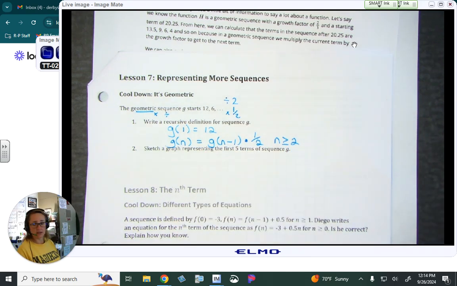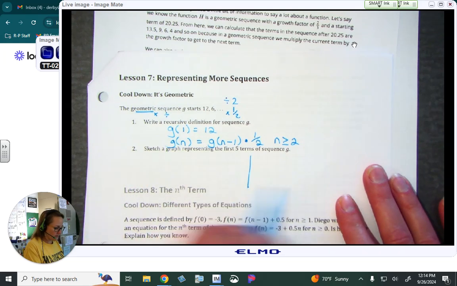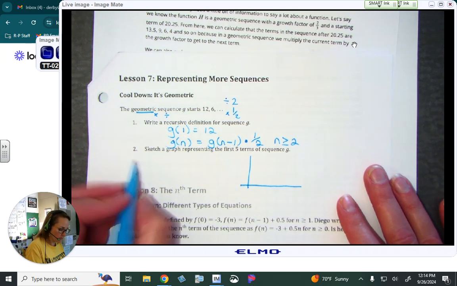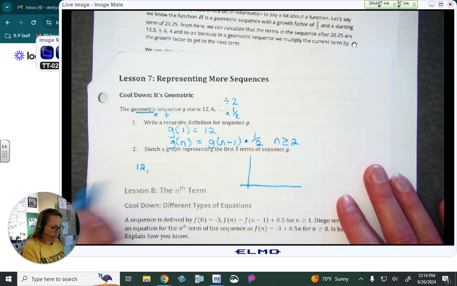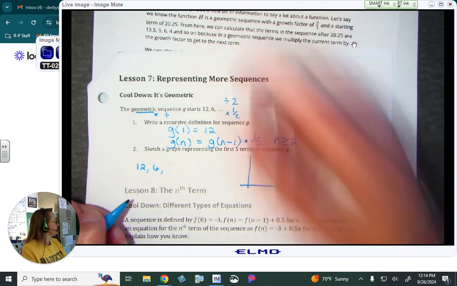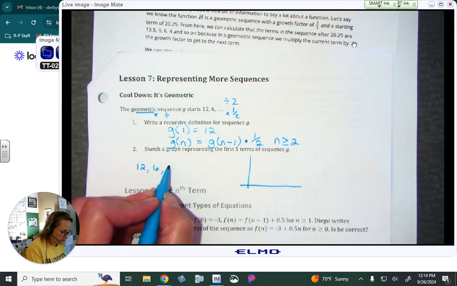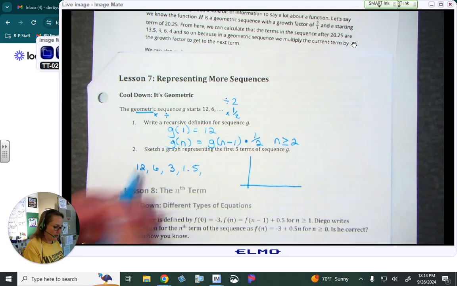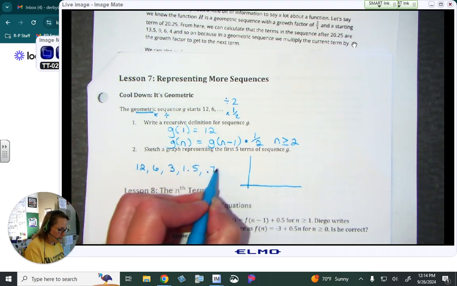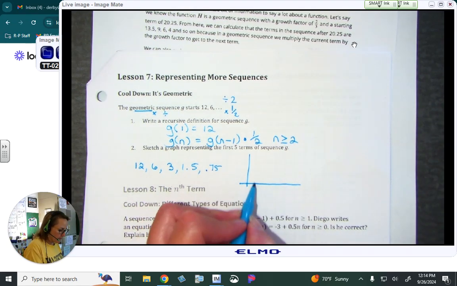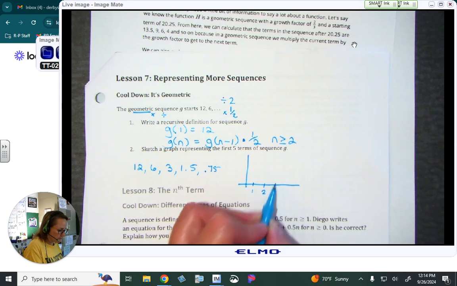So to sketch a graph of what this would look like, the first 5 terms of the sequence, I might need a table to set up my first 5 terms, or I might need to list them out. So remember, there's lots of different ways to represent a sequence. If I start with 12 and 6, they gave me those first 2. I need to find 3 more so I know how to graph it. So the next term, if I cut that in half, is 3, then 1.5, and then 0.75. Okay, that helps me know the first 5 terms.